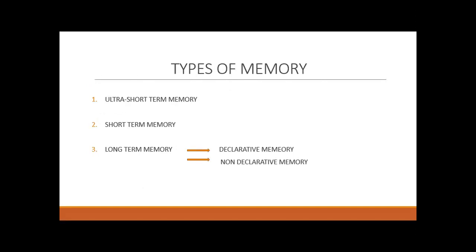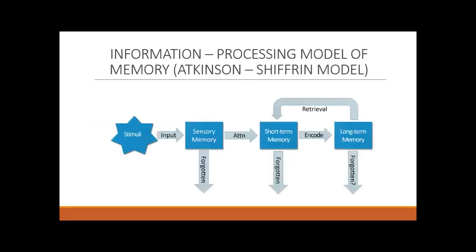These are the types of memory which have already been discussed. The stimulus comes in as input and forms the sensory memory, which can be forgotten, and if attention is paid it gets converted into short-term memory. Then encoding occurs and it gets converted into long-term memory, and on retrieval it again gets converted into short-term memory.